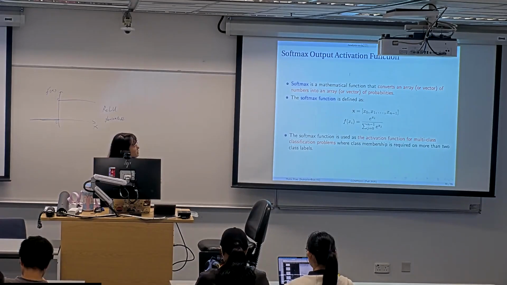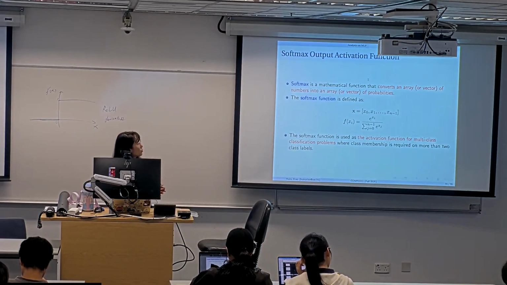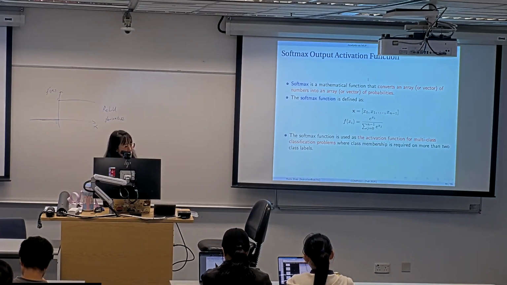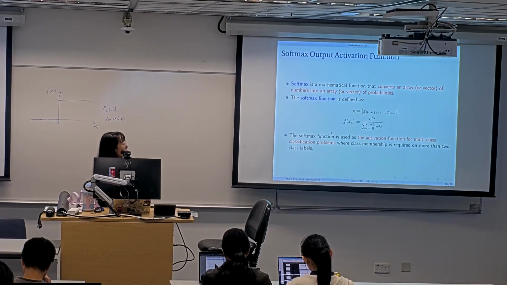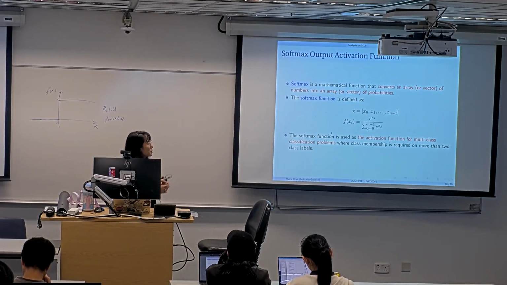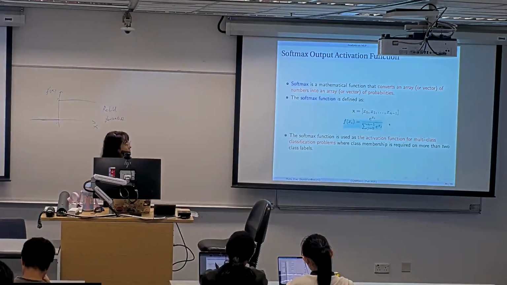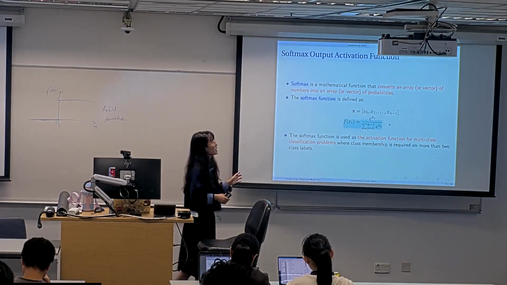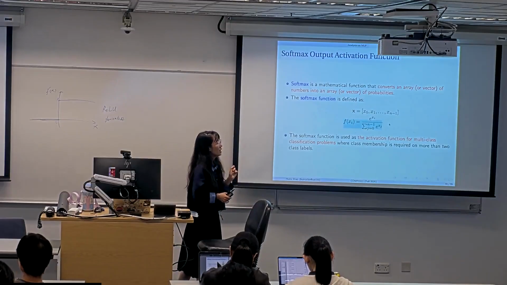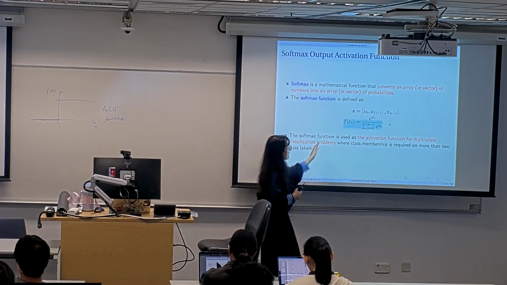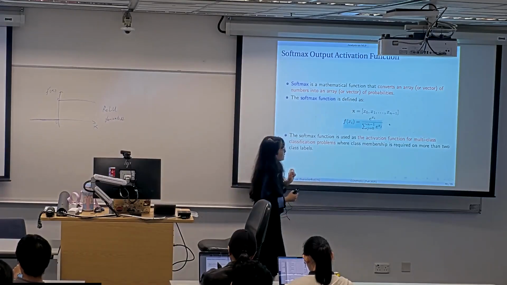Then softmax is the function that converts an array or a vector of numbers into an array of probabilities. And we also learned the mathematical formula. This softmax is used for multi-class classification because each of the outputs f(x_i) is a relative probability, the probability of predicting the input as this class label. And if you add them up, the summation of all these f(x_i) is equal to 1.